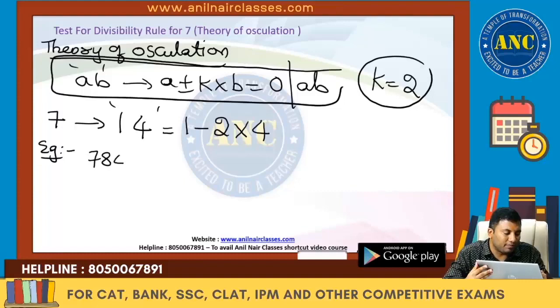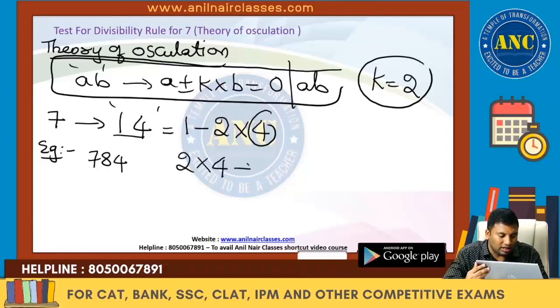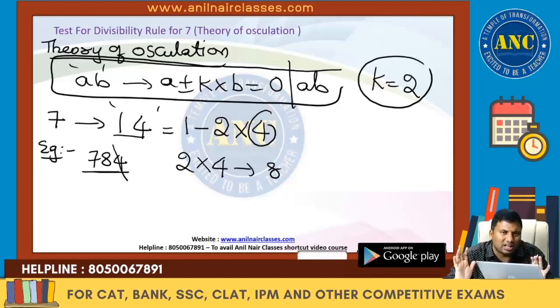784 is there. What we did in this example: we took the unit digit, 4, and multiplied it by 2. So 4 2s are 8. We subtracted it from the remaining number. If you take 784, observe this example. I took the unit digit, I doubled it, 4 2s are 8, and I subtracted it from the remaining part of the number.